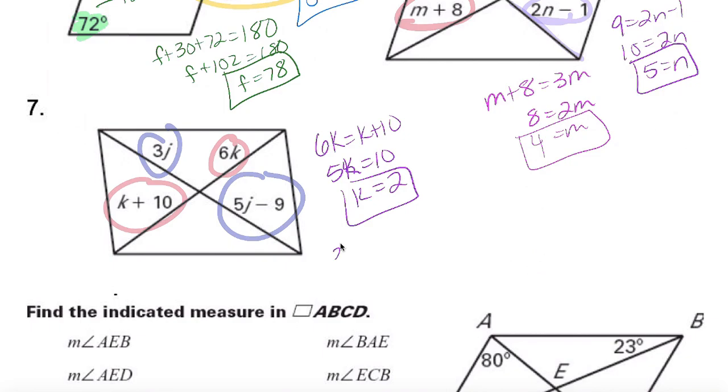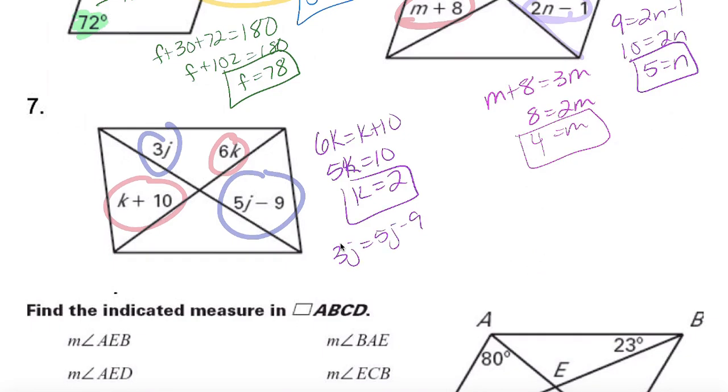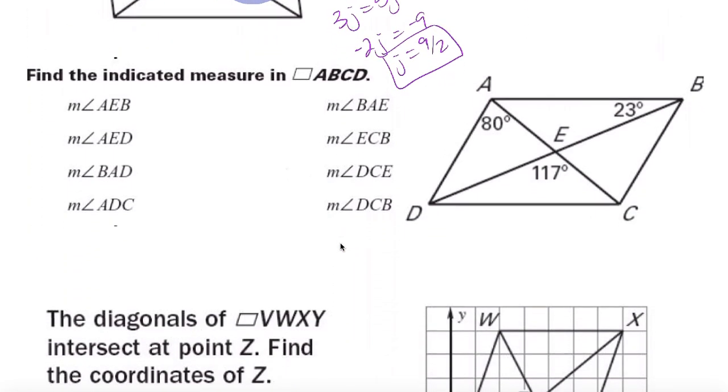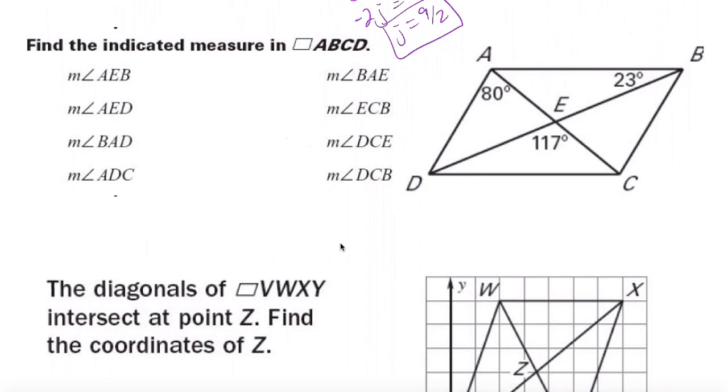To solve for j, 3j equals 5j minus 9. I'm going to subtract the 5j. It will give me minus 2j equals negative 9. Dividing by negative 2, j equals positive 9/2. Could also write that as 4.5. Better to have a mixed number than to have a decimal.